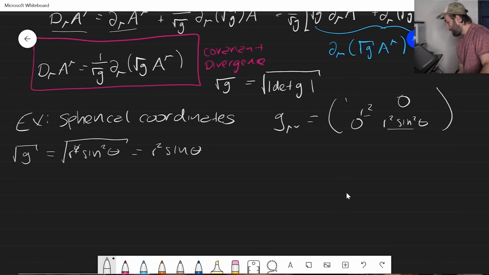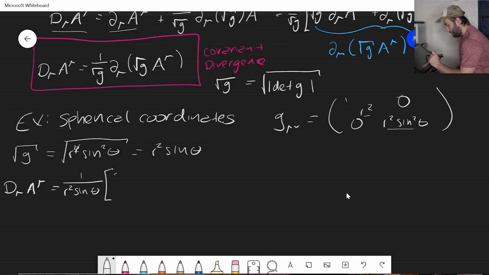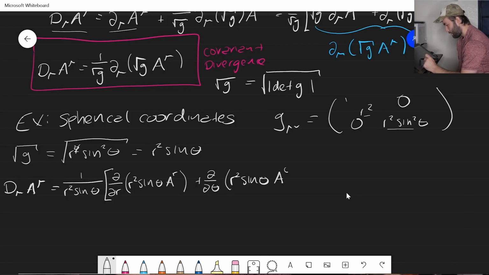Okay, now let's just do our plug and chug. So d mu a mu is then equal to 1 over r squared sine theta times, now we're just going to sum over the index, d over dr of root g, so that's r squared sine theta a upper r, plus d over d theta of r squared sine theta a theta, plus d over d phi of r squared sine theta a phi.